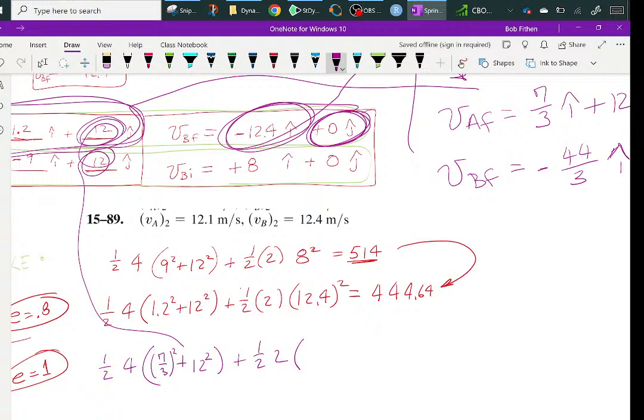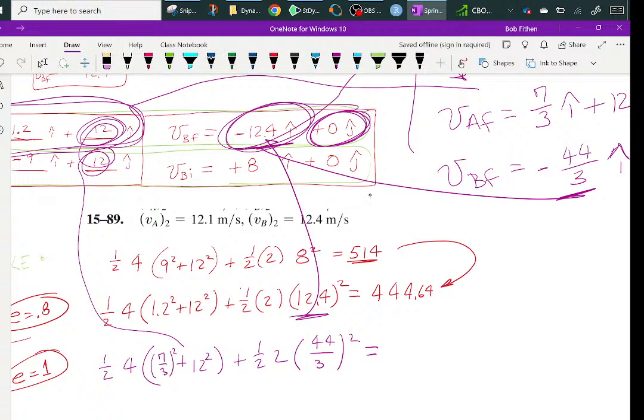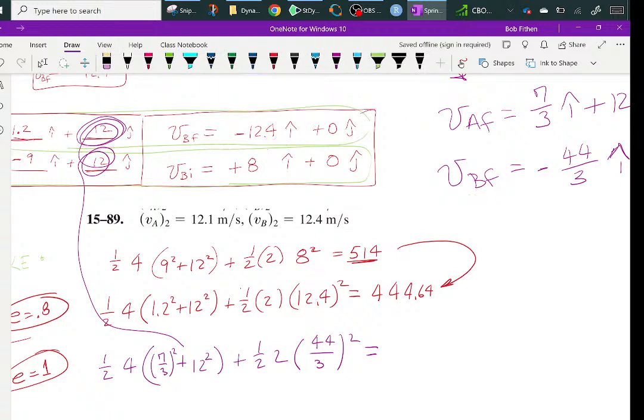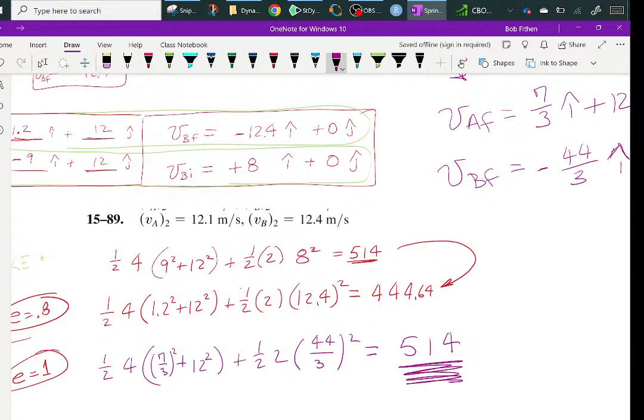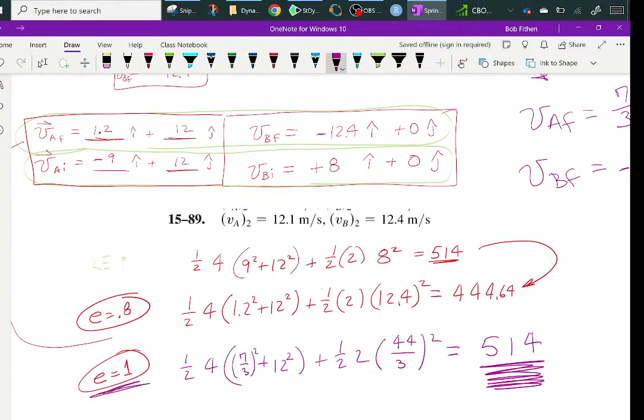And instead of 12.4, I get 44 over 3 squared. This really looks very ugly. I'm not even sure this thing, I think I wrote it okay. And I get 5/14. So in fact, if I have e equal to 1, I lose no energy between here and here.